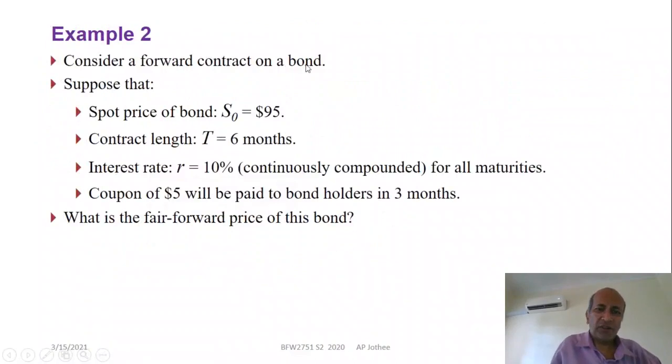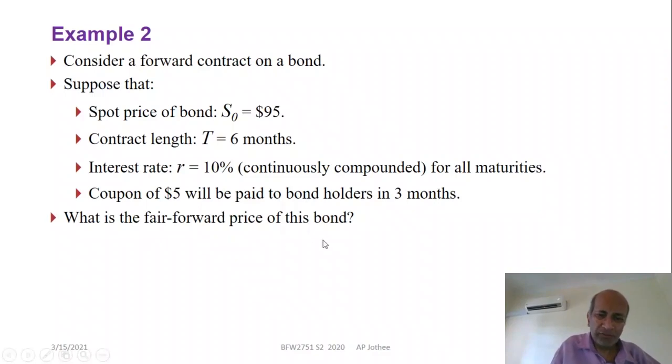So consider a forward contract on a bond. Suppose that the bond price today is $95, S0. It's quoted. Contract length is 6 months. T is 6 months. Interest rate R is 10% per annum, continuously compounded for all maturities. Coupon is 5%. When will you be receiving? Coupon of 5% will be received in 3 months. Oh my God, that is between 0 and T, which is 6 months, but you are receiving somewhere exactly in 3 months. There's an in-between sub-period receivable.